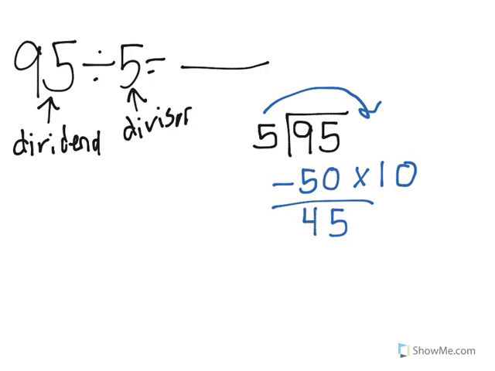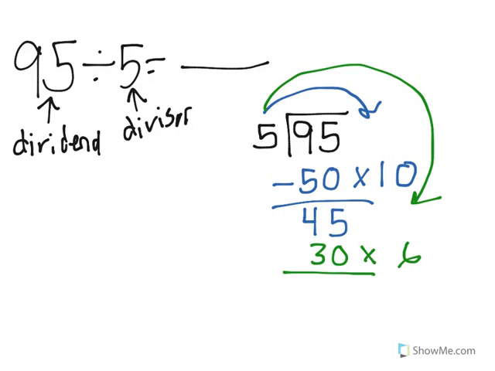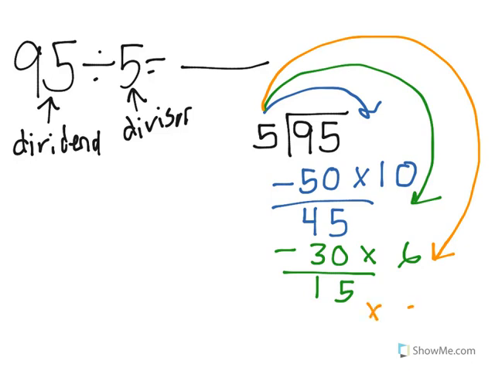Now, I need to think of a number times 5 that gets me close to 45. Well, I know that 5 times 6 equals 30, so I'm going to subtract 45 take away 30, which would be 15. And then finally, I'm going to do 5 times a number that gets me close to 15. 5 times 3 gives me 15. 15 take away 15 is 0.